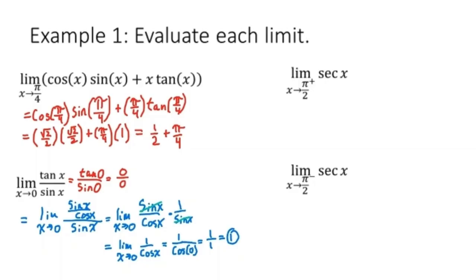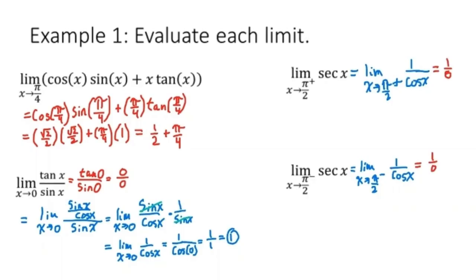If we take a look at the limit as x approaches pi over 2 from the right, I can't use direct substitution here quite yet because secant is undefined at pi over 2. So what we can do is rewrite secant using the reciprocal property. So we'll rewrite secant x as 1 over cosine x for both the right and the left-hand limit. Now, if we do try direct substitution, we do get 1 over 0 for both values.